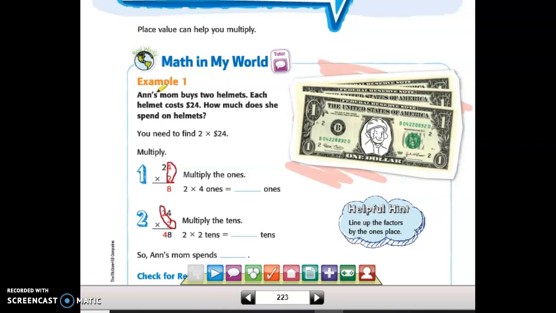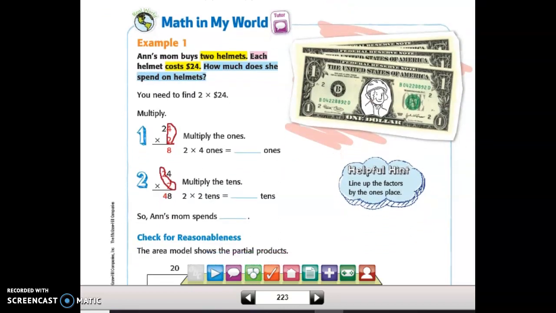Example 1, Anne's mom buys 2 helmets. Each helmet costs $24. How much does she spend on helmets? So we need to know 2 helmets, and they cost $24 each. Each is a signal word, a clue, and the question is how much does she spend on helmets? So that's what we need to answer working through this.